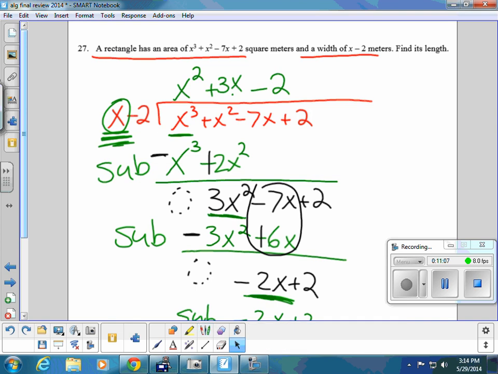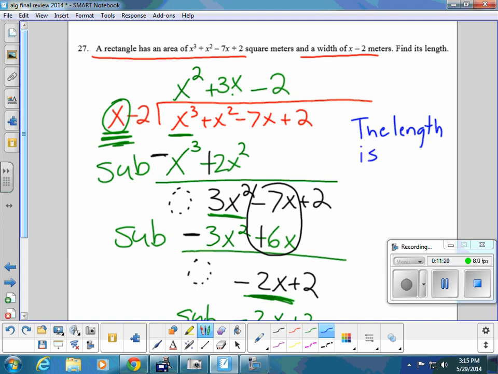Now you have to answer the question. Find the length of this. The length is x squared plus 3x minus 2, and don't forget to label it meters.